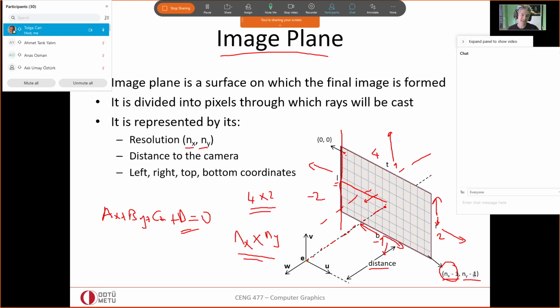By convention, we again have an origin here. The top left pixel is named 0, 0, index 0, 0, and then this one here is going to be nx minus 1. The coordinate of this pixel is nx minus 1, 0, and the coordinate of this pixel is nx minus 1, ny minus 1.